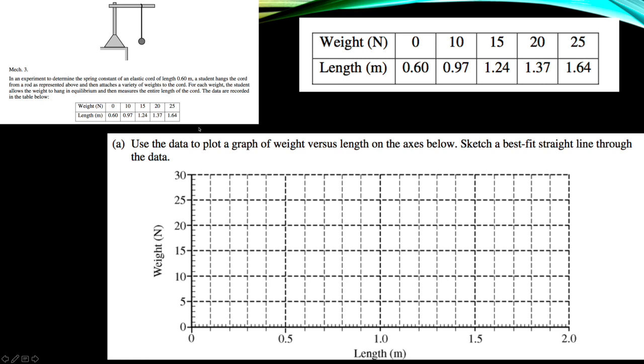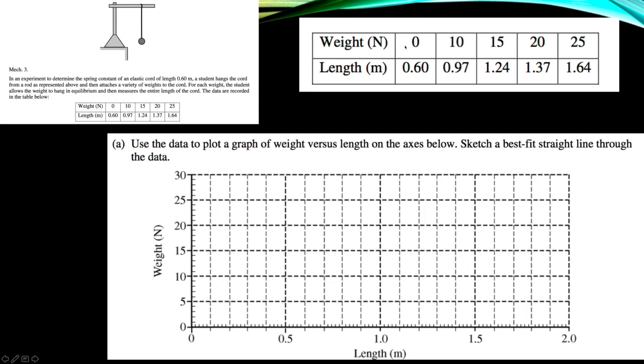So for part A, it asks us to use the data to plot a graph of weight versus length on the axes below. And then after that, to sketch a best fit straight line through the data. This question is very easy because they already give us the table of weight and length. And then they give us the weight on the y-axis and the length on the x-axis. So all we have to do is transform the points that we see on this table and plot them on the graph.